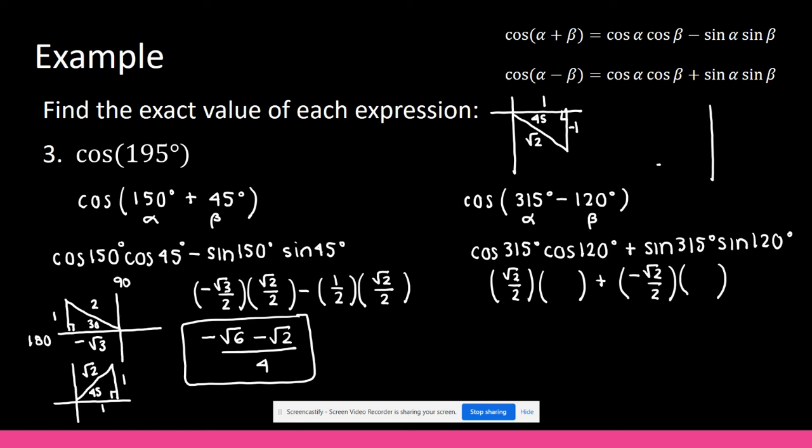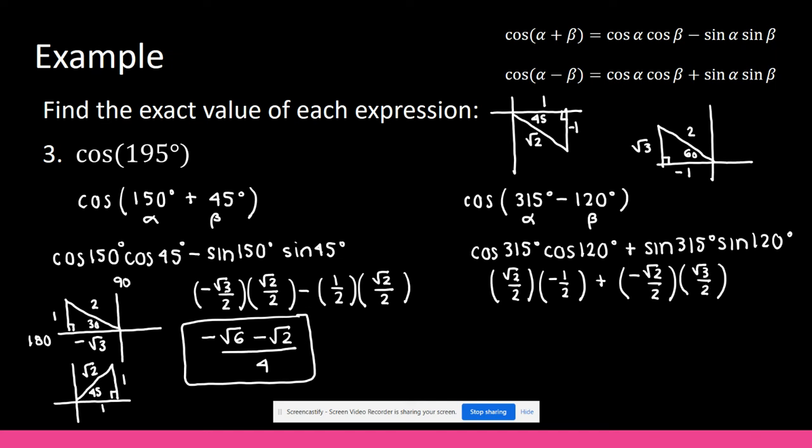120 is going to be located in the second quadrant. The reference angle would be a 60-degree angle. So across from 60 is the square root of 3. The 1 would be negative because I moved to the left. 2 is the hypotenuse. So cosine is adjacent over hypotenuse. That would be negative 1/2. Sine, opposite over hypotenuse, would be the square root of 3 over 2.